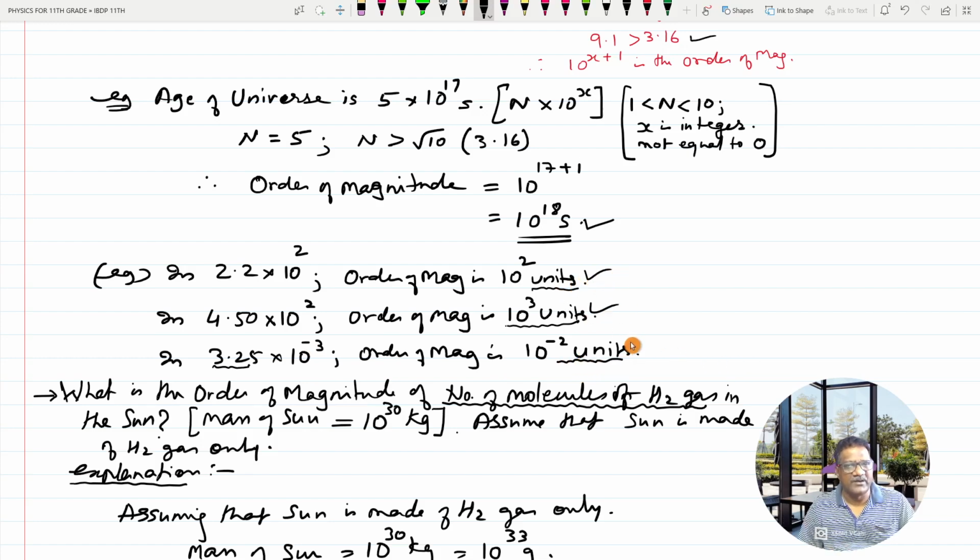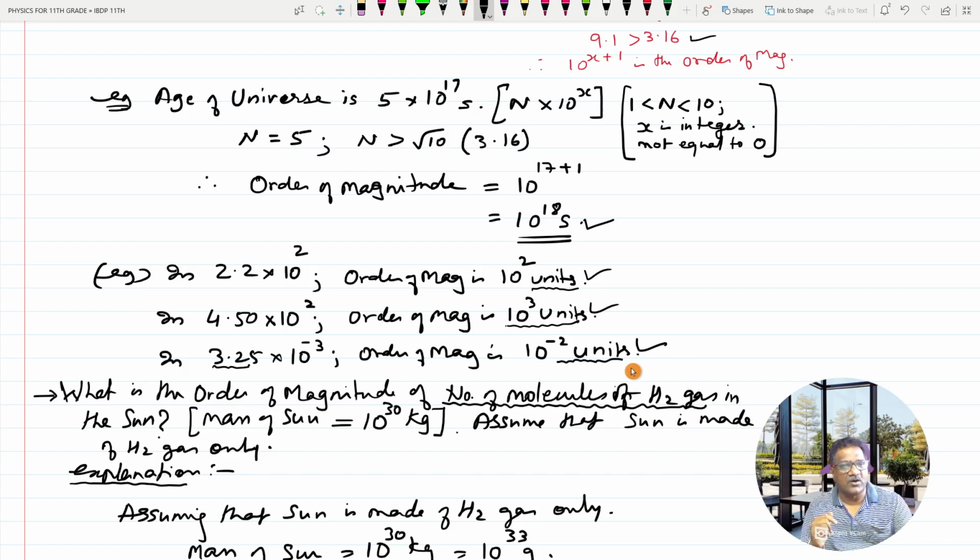So I hope you have understood what is the meaning of order of magnitude. You must have understood how to determine the order of magnitude. You must have also understood what is a number in scientific notation. So you have to take care of so many things. First of all, any number should be in the form of scientific notation. Then you have to check whether the n part of that scientific notation is less than or equal to 3.16 or greater than 3.16. If it is less than or equal to 3.16, then 10 raised to x will itself be the order of the magnitude. And if n is greater than 3.16, then 10 raised to x plus 1 will be the order of magnitude. So let us proceed now.